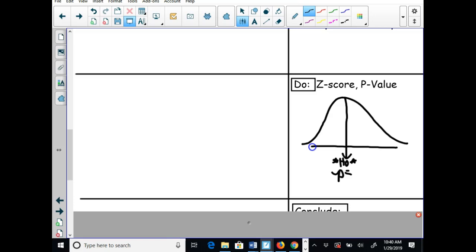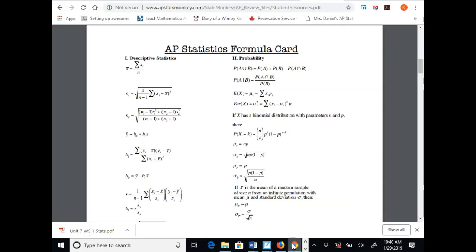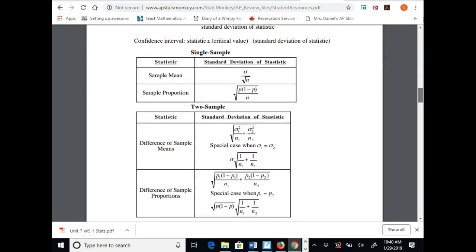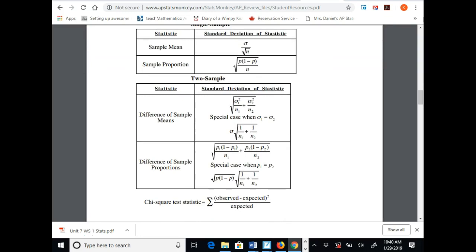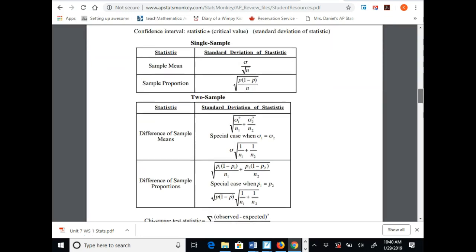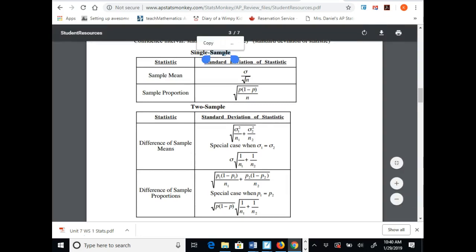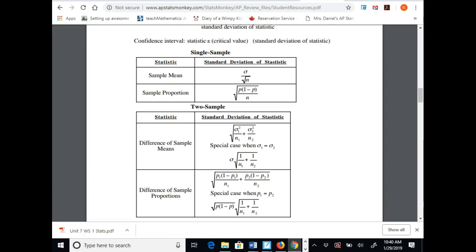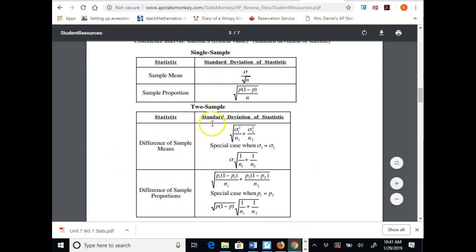And then our standard deviation, well, what is that going to be? Well, I want to remind you about your formula sheet, okay? When you're questioning what should my standard deviation be, always go to this page and you look and you say, okay, what am I dealing with? Am I dealing with one sample, or am I dealing with two samples? And we haven't learned the two sample yet, so we are only dealing with a one sample so far. Then you ask yourself, am I dealing with a mean or a proportion? I'm dealing with a proportion. Here's the formula for my standard deviation.